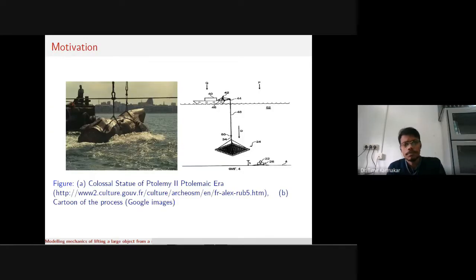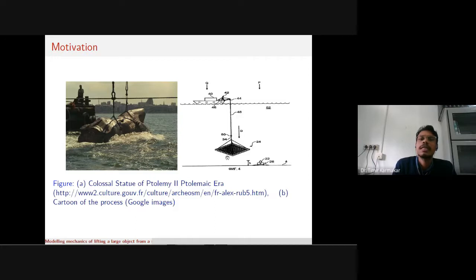So as you can see, this is lifting an object. This is the colossal statue of Ptolemy. It was sunken in the seabed a long time ago, and recently it has been extricated from the seabed. Now, what are the difficulties if we want to extricate this kind of object from the porous seabed? This is a cartoon diagram I've given.